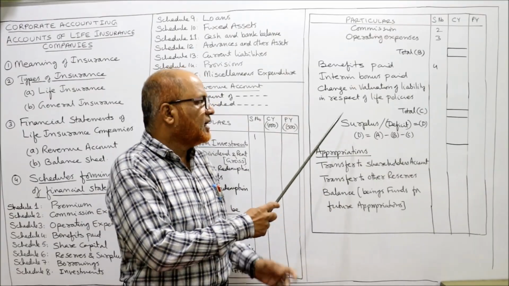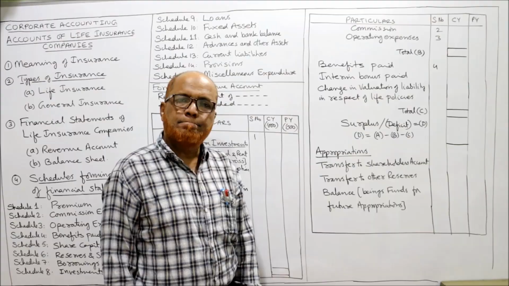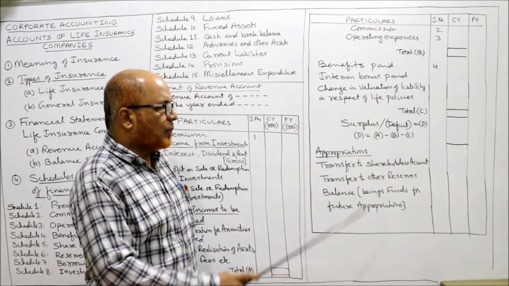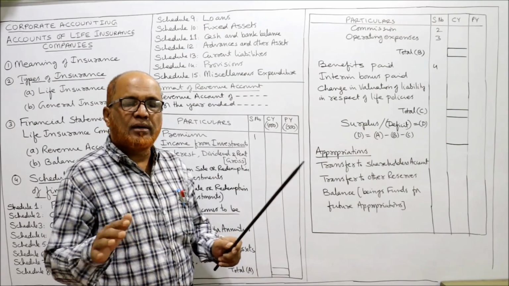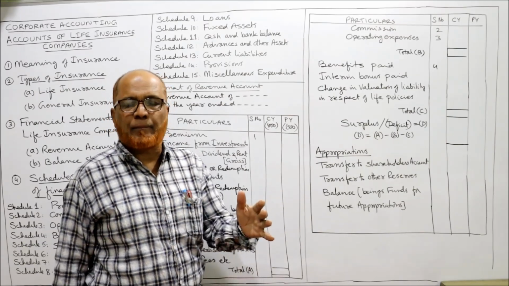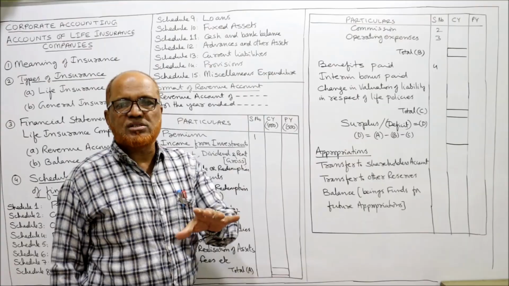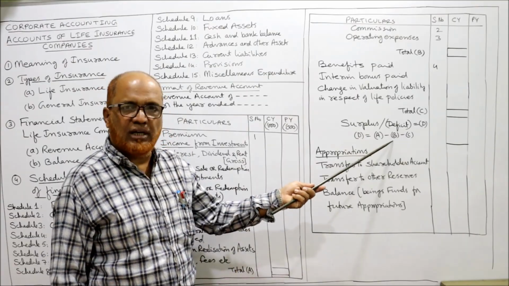And D is nothing but surplus or deficit. Then appropriations. Whatever surplus or deficit you get, the problem will say how to make some appropriations. If appropriations are not given, we'll stop our solution here itself.